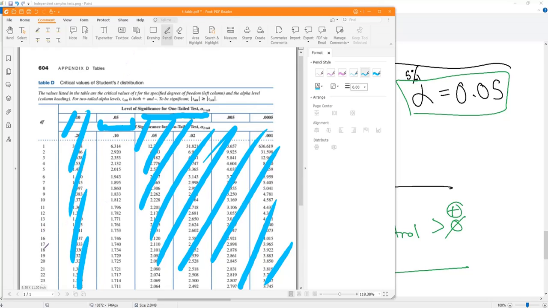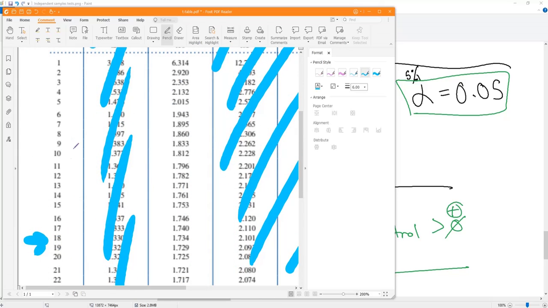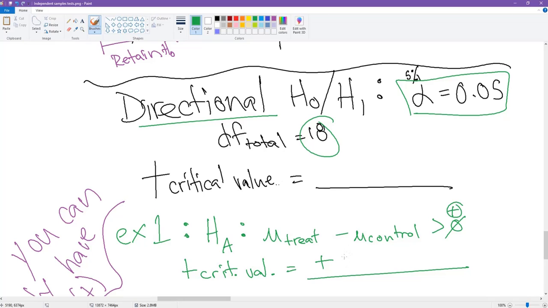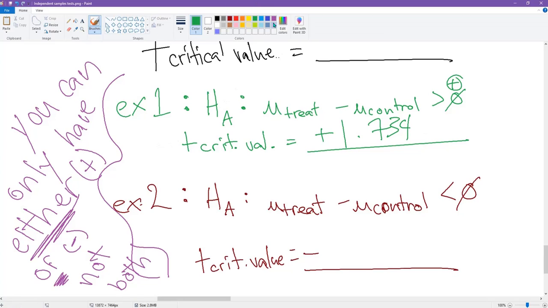And what's our degrees of freedom total? Well, it's 18. Now I zoom in and we look for the line of 18, and that is 1.734. Okay, so we have, in one case, positive 1.734, and we have in another case, I don't remember what color it was, 1.734. That's negative. Just make sure that you take a look at your alternate hypothesis and figure out which of these two cases you're dealing with, and then specifically write out which positive or negative critical value you are using.